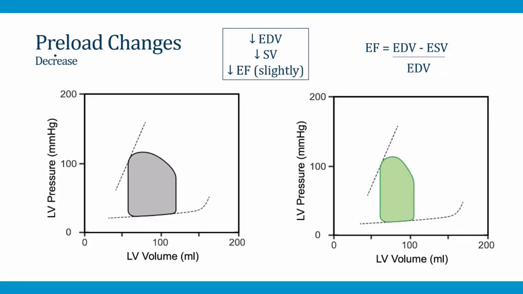Shown on this slide is what happens when you decrease preload. It's the opposite of everything on the last slide. You reach a lower end diastolic volume, you have a smaller stroke volume, and the ejection fraction goes down slightly. And all these things you can glean from looking at the pressure volume loop here.